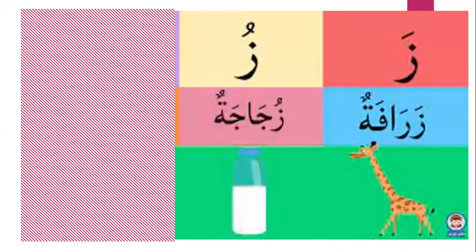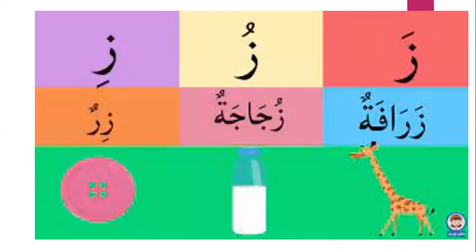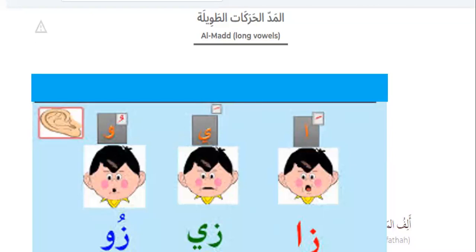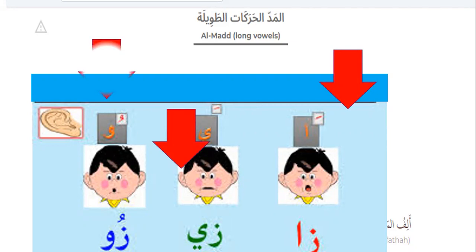Example: zarafa, zujaja, zirron. The sound of Zai with long vowels. Please repeat after me. Zai, long vowel fatha, it's za. Open your mouth. Za. Zai, long vowel kasra, it's zi. Please repeat. Zi. Zai, long vowel dhamma, it's zu. Zu.